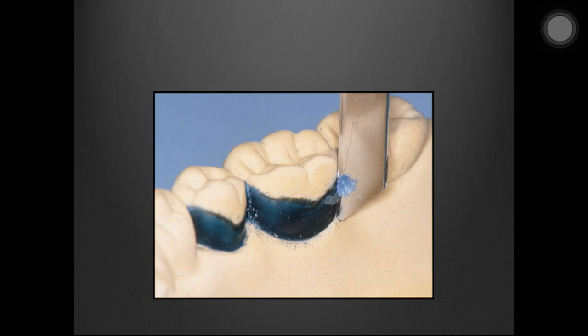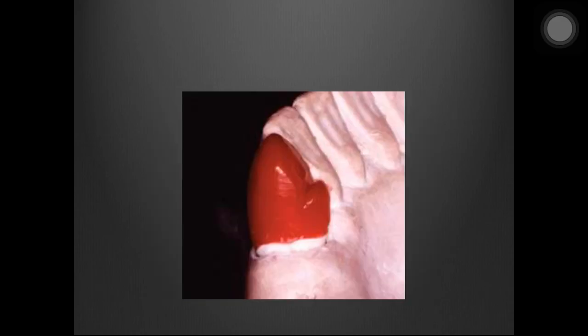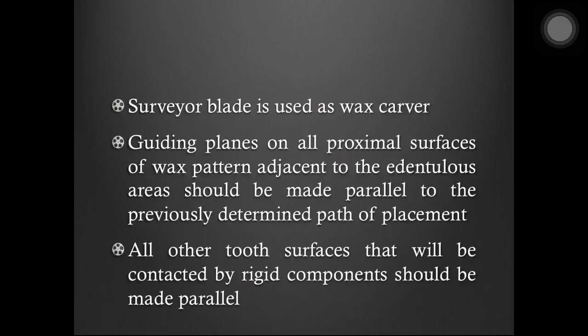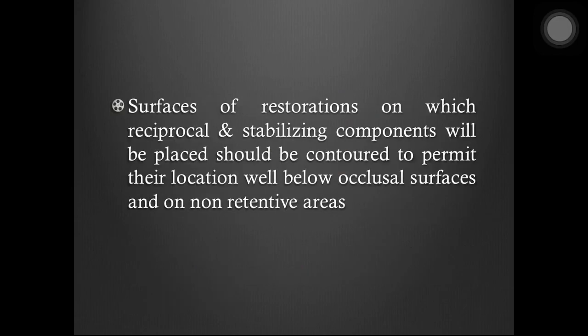This is the trimming of the wax. This is the formation of a wax crown. After final contouring, this crown will be fabricated in metal and ceramic. The surveyor blade is used as a wax carver, and guiding planes on all proximal surfaces of the wax pattern adjacent to the edentulous areas should be made parallel to the previously determined path of placement. All other tooth surfaces that will be contacted by rigid connectors should be made parallel.